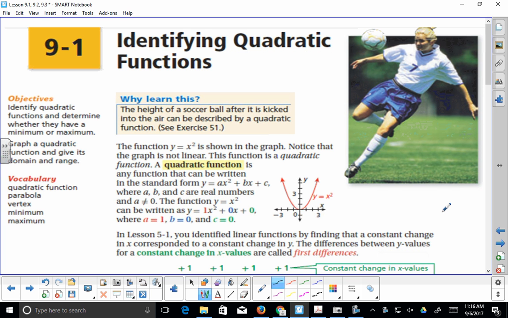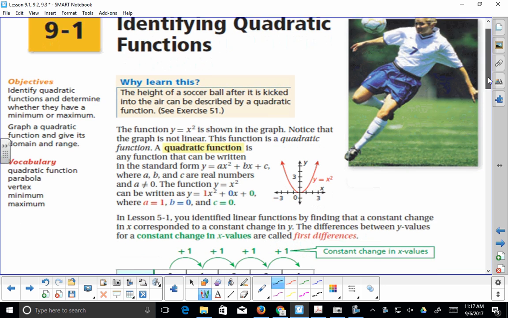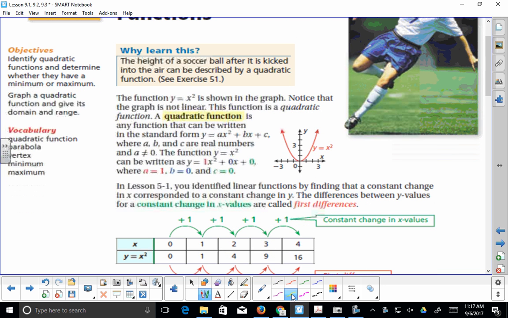So quadratic functions, right? They are the graph of a parabola. So the graph either opens up or it opens down. And actually they can open sideways also. In this class though, we only focus on the ones that open up or down. The standard form for a quadratic function is y equals ax squared plus bx plus c, right? Where a, b, and c have to be real numbers.